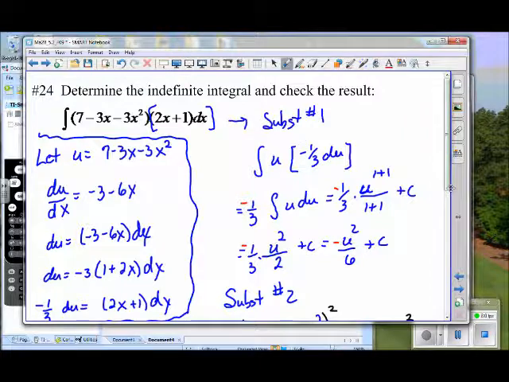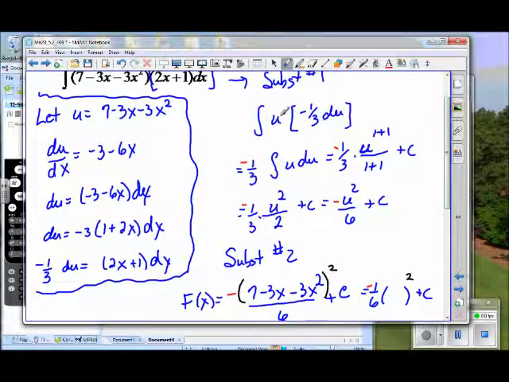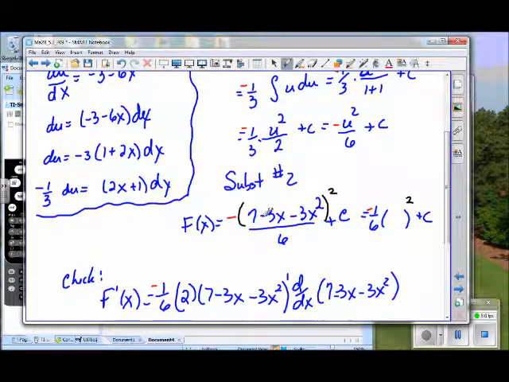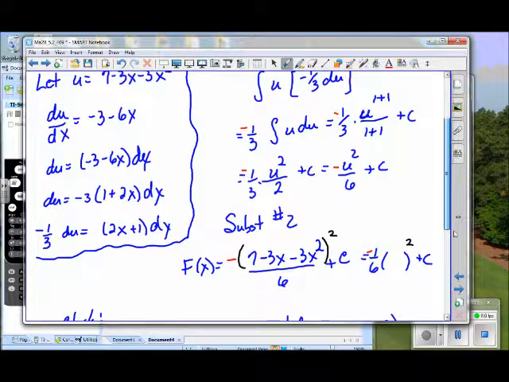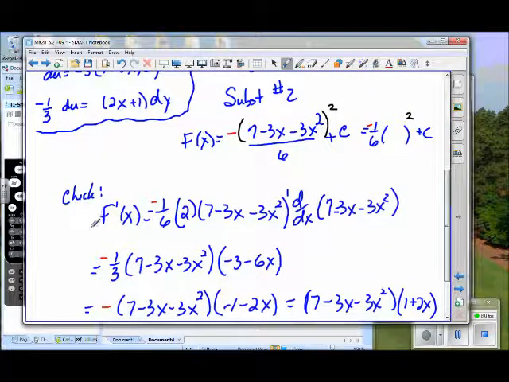So the substitution is made that in place of the trinomial, we put the u, and in place of 2x plus 1 differential x, we put negative 1/3 differential u. Integrate in the same way. Come down and replace then the u with the value of its replacement, which is 7 minus 3x minus 3x squared. And then you can see the need to check this one way or the other to check your work.